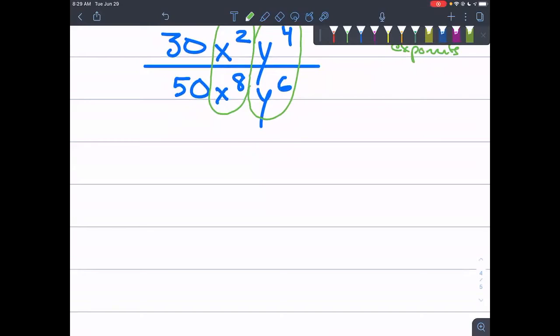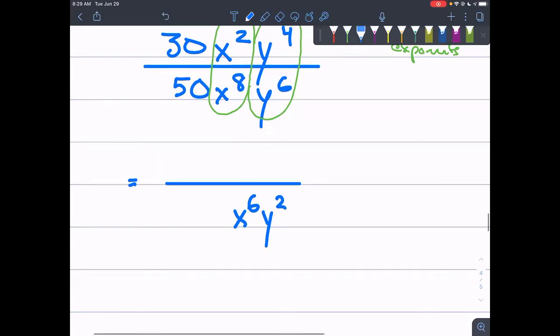So go ahead and put a line. X to the sixth is gonna be on bottom. Y to the second is gonna be on bottom. 8 minus 2 is 6. 6 minus 4 is 2. More x's on bottom, more y's on bottom. And then the 30 and the 50.